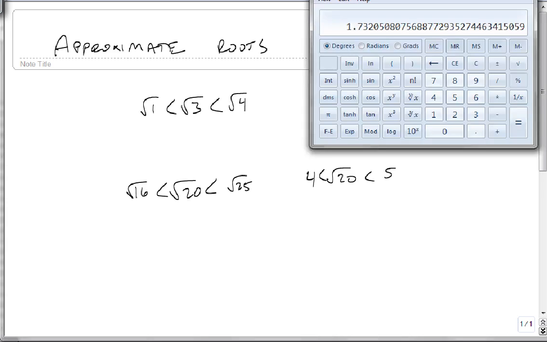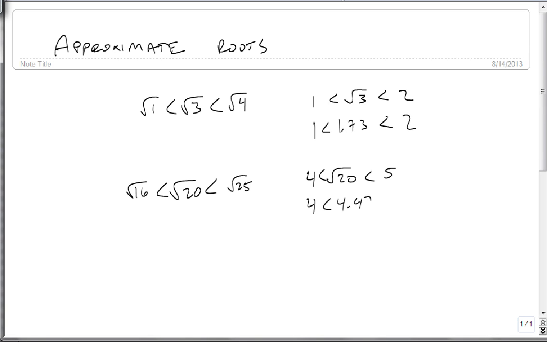So again, we can grab our calculator. 20 root, 4.47, which is less than 5.